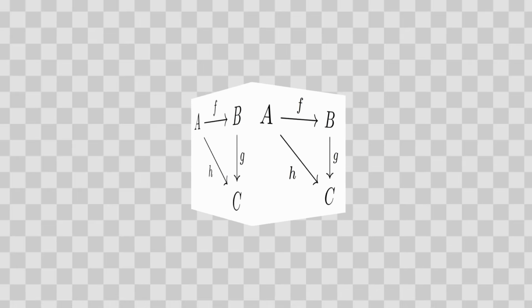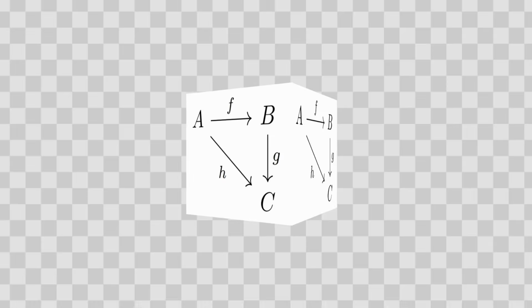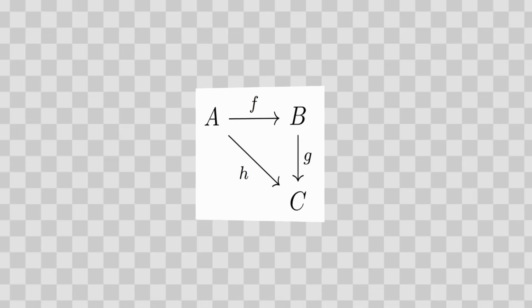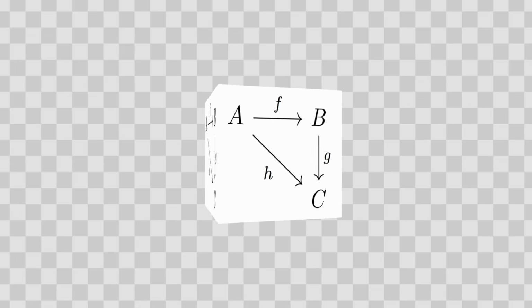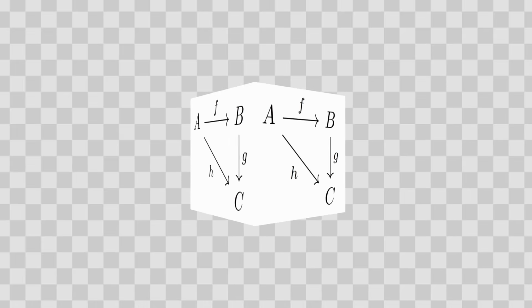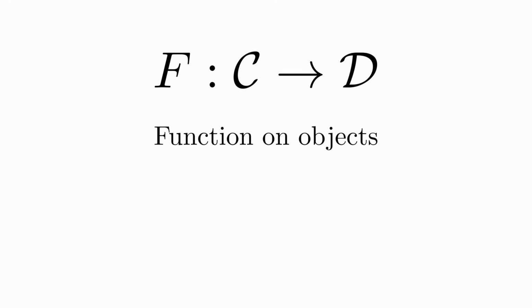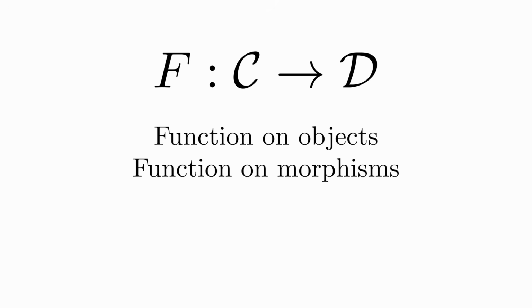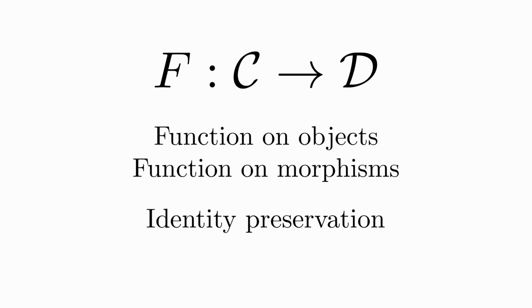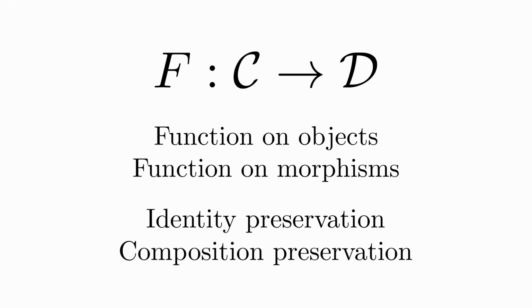We value different properties of objects and morphisms in different contexts, and functors provide a way of changing these priorities, rotating your worldview. Let C and D be categories. A functor f from C to D consists of two things, a function on objects and a function on morphisms, subject to two requirements. Functors respect identities, and functors respect composition. Again, let's look at these one by one.